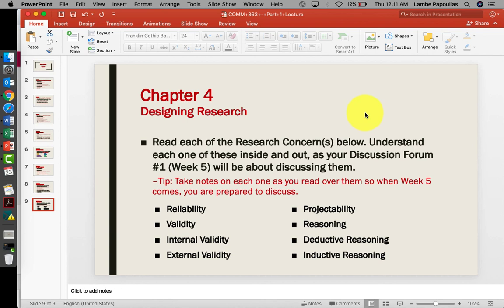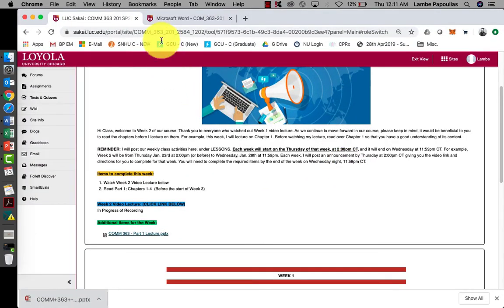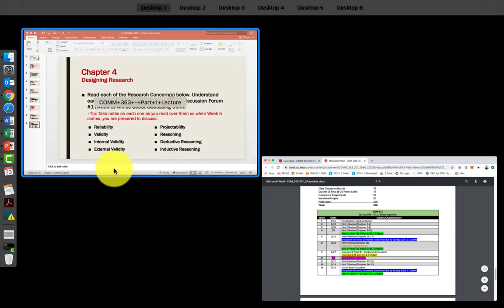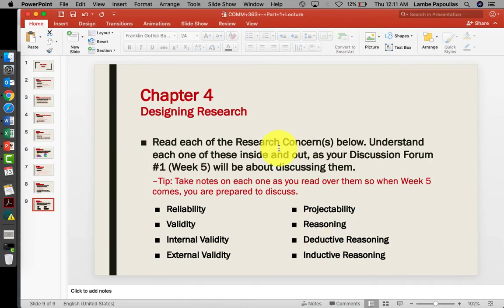For chapter 4, designing research, this is what you are going to be looking at for your first discussion board thread, which is going to be during week 5, your discussion forum to complete. It's going to have to do with this information here. So read each of the research concerns below. Understand each one of these inside and out. Your discussion forum number 1, which is week 5, will be about discussing these items. Make sure to take notes on each one as you read over them, so when week 5 comes, you are prepared to discuss.